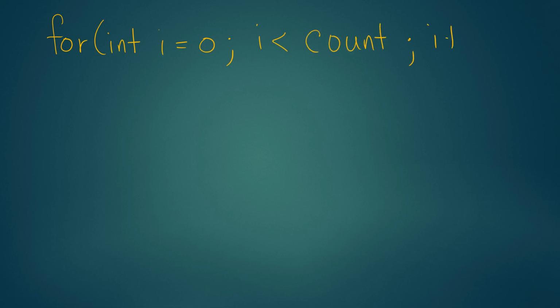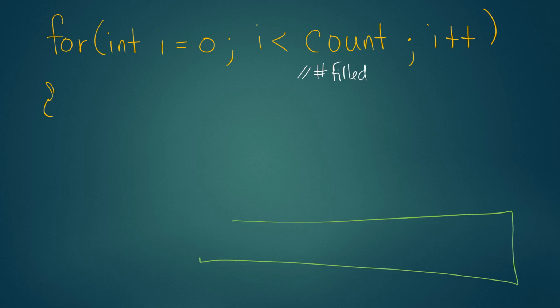All right, so now let's talk a little bit about searching an array. So we have this loop: for int i equals 0, i less than count, and i plus plus. So we're going to assume that count is the number of filled elements in your array. And we're going to use an array of integers.